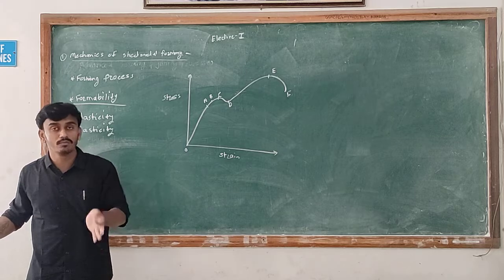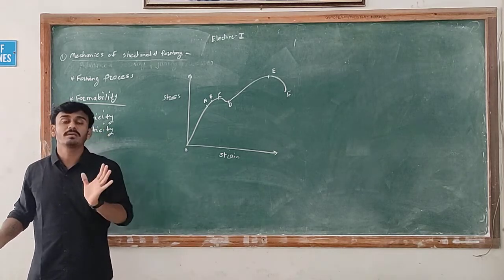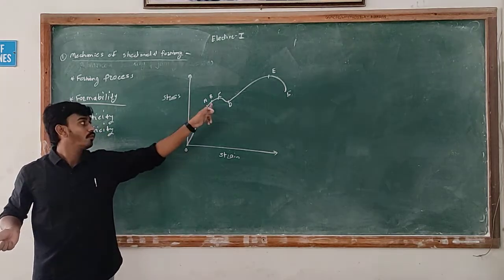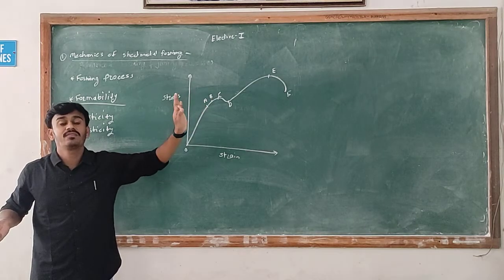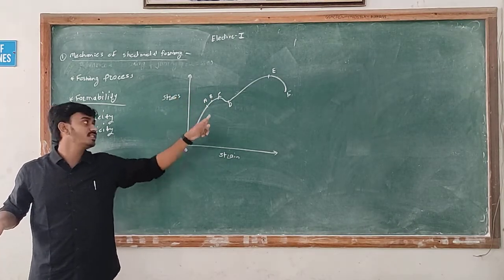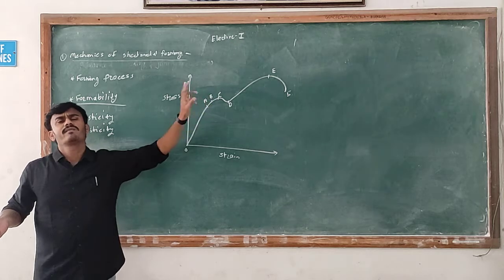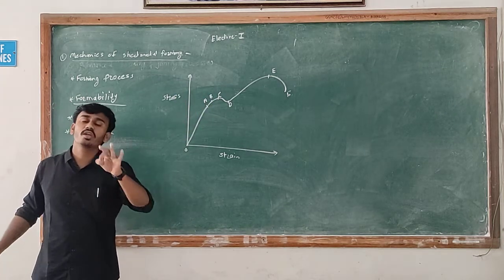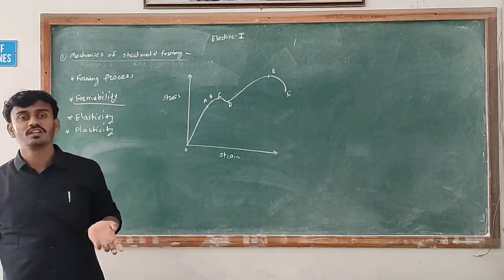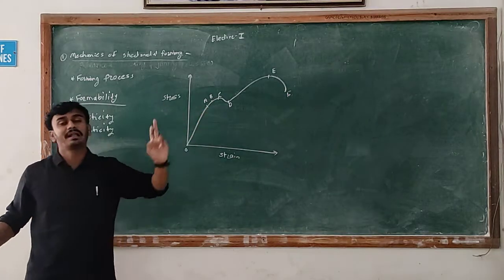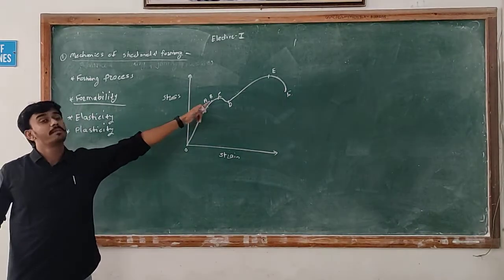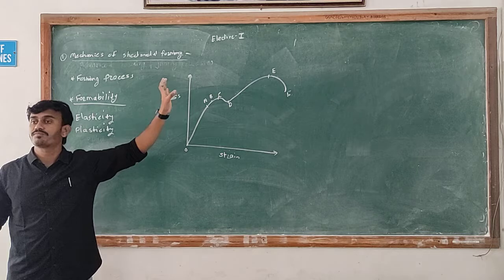When we remove the forces, if the force has reached point B, then the material will not come back to its original position. Then this is called plasticity. And this point B is called the plastic point.